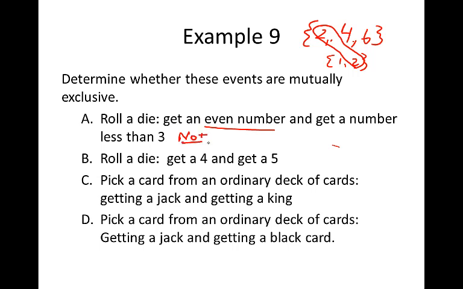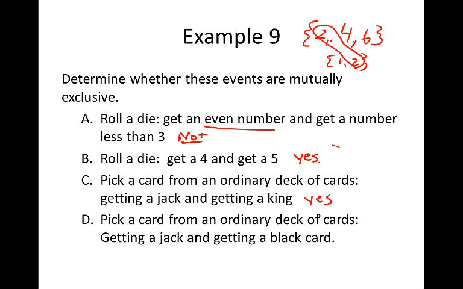Roll a die, get a 4 and a 5. You can't get a 4 and a 5, so these events are mutually exclusive. You pick a card from a deck of cards and get a jack, and getting a king. You can't get a jack and a king, so these are mutually exclusive.